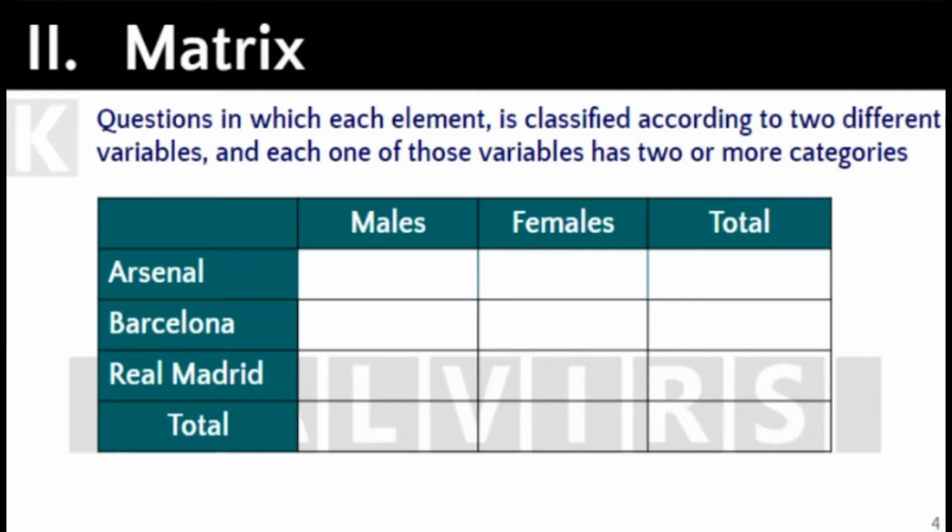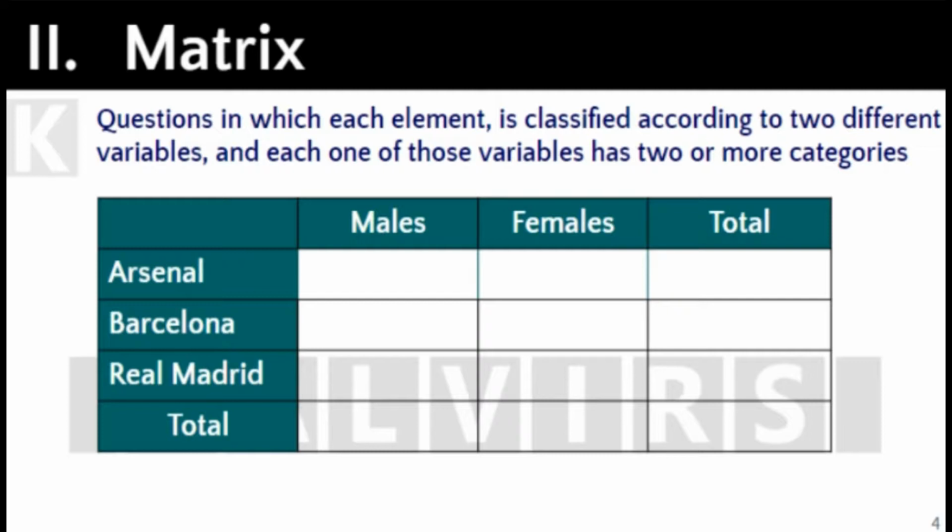This method is going to be another method that we are going to use to solve overlapping questions. It is used when the total number of elements could be classified according to two different variables, and each of those variables has two or more categories.